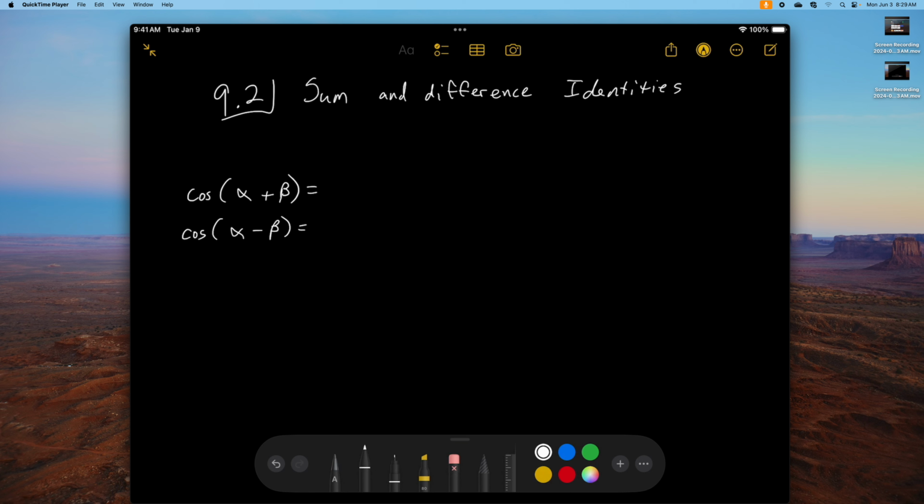Now, the derivation of these, the proofs, is in the book. They are long and a little bit complicated to follow. I'm not going to expect you to remember it, so if you want to see that, it's in the book. But I'm just going to give it to you here.